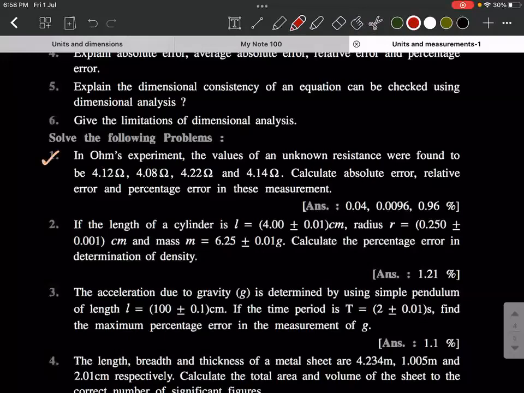So let's do the first one. In Ohm's experiment, the value of an unknown resistance were found to be 4.12, 4.08, 4.22, and 4.14. Calculate absolute error, relative error, and percentage error. Even before you calculate all the errors, what is the first step? Find the average first.